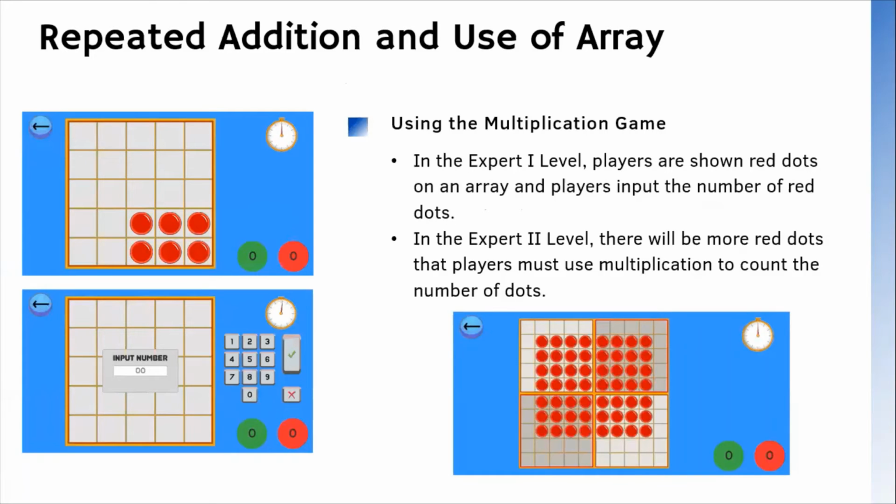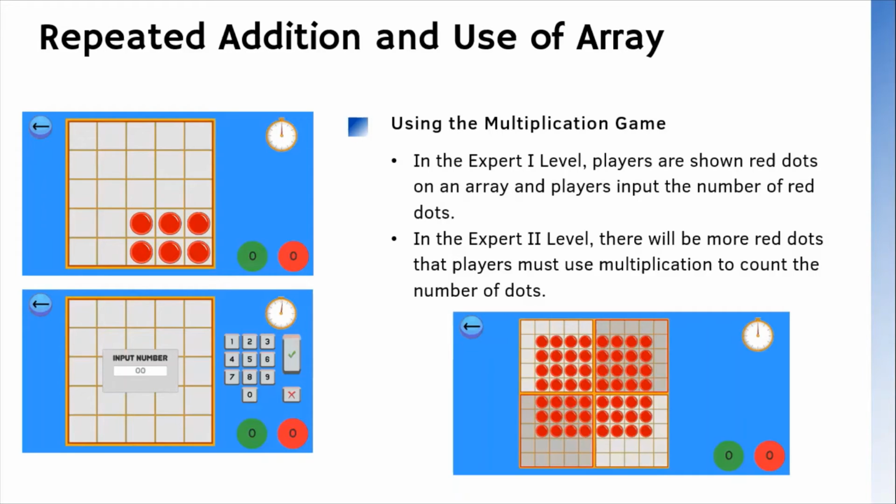In the expert level 1, players are shown red dots on an array, and players input the number of red dots. For example, on your screen, you can see 6 red dots. Therefore, players would press 6.